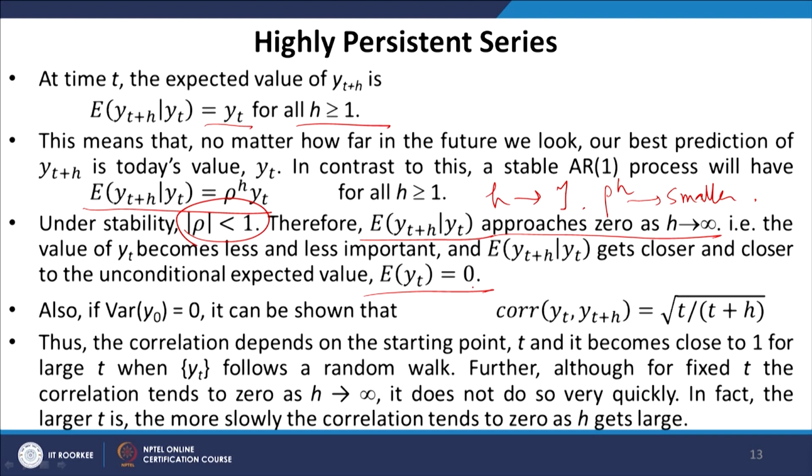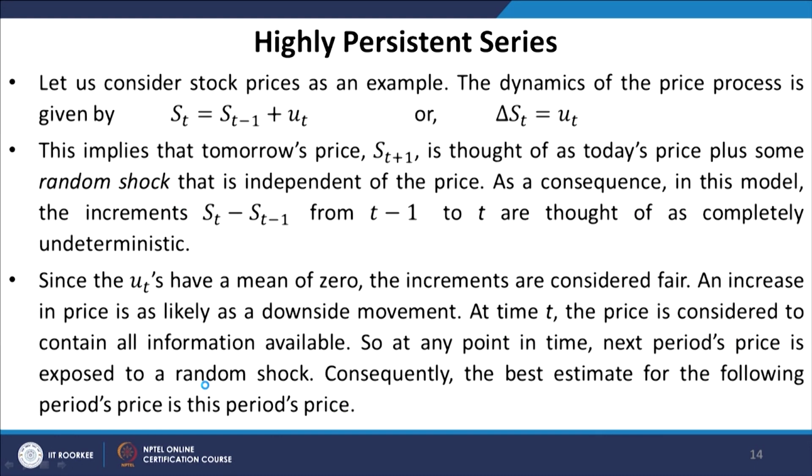Also, if the variance of y naught is not equal to 0, it can be shown that the correlation between yt and yt plus h is the square root of t upon t plus h. Thus, the correlation depends on the starting point, that is t, and it becomes closer to 1 for large t when the sequence yt follows a random walk. Further, although for fixed t the correlation tends to 0 as h tends to infinity, it does not do so very quickly. In fact, the larger t is, the more slowly the correlation tends to 0 as h gets larger. So, that is why we call this series a highly persistent series.